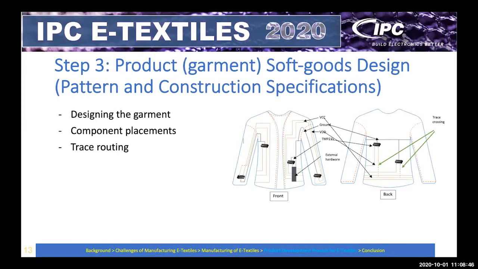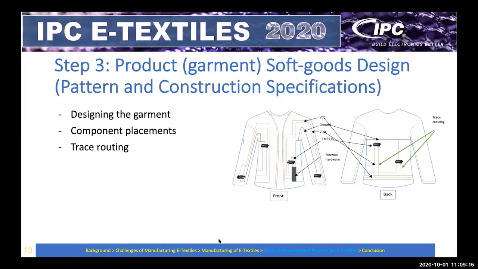So the third step is product soft good design, and this step involves three different stages. The first one is designing the garment. Basically, you are going to design how the garment will look in the final stage. And the next one is component placement. So you also have to make a decision about how the components are going to be distributed on the overall garment. And also you need to find a way to route traces between different components.